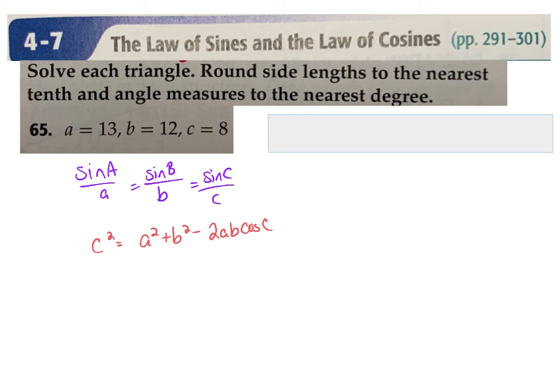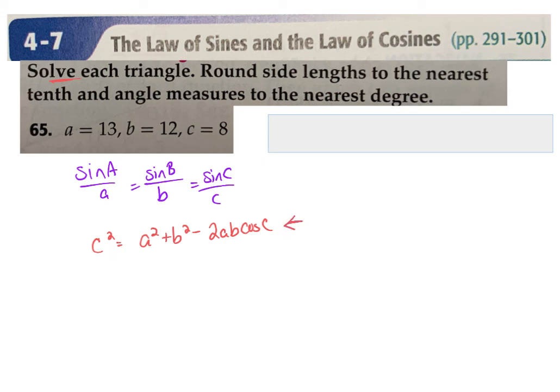All right? And so when they want you to solve a triangle, they are wanting you to solve for all three sides and all three angles. All three sides and all three angles. They gave you 3 sides, so you have to start with law of cosines. If you have no angle, you have to start with law of cosines. The only way you can start with law of sines is if you have an angle and the side opposite. So I would start with law of cosines.